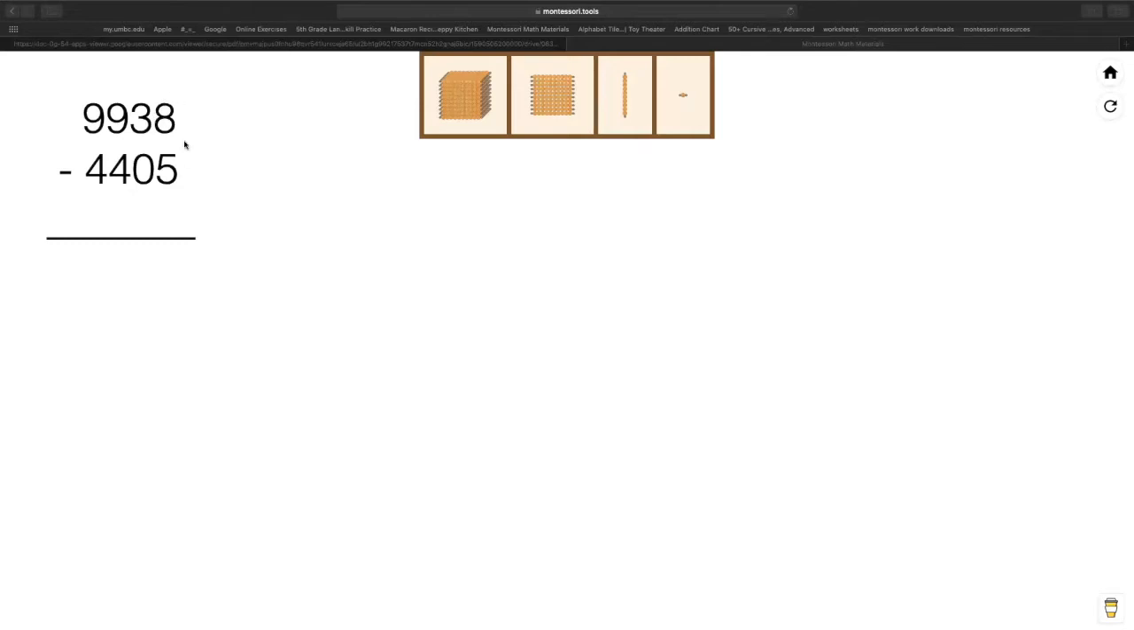Levi, how many ones do I have in the top number? How many ones are there? One. Let's see, we have 9,000s, 900s, 3 tens, and 8 ones. How many ones do we have? You got it, see? 9,000s, 900s, 3 tens, and 8 ones. How many ones do I have? 8 ones. We have 8 ones. Everybody, let's get out 8 ones.